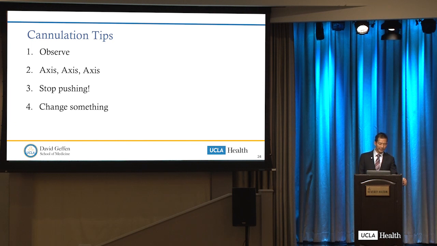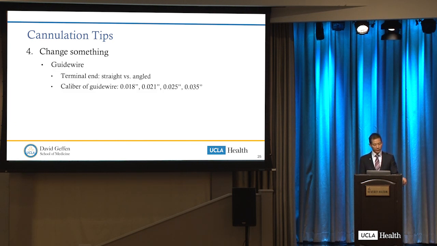Change something, right? If it's not working, try different guide wires, right? There's straight and angled guide wires out there. There are different size guide wires that you can attempt to use. You may want to change the type of tome or catheter you're using. You can go from long wire to short wire, and sometimes even changing the assistant, right?